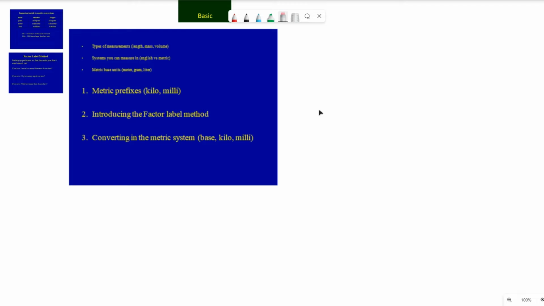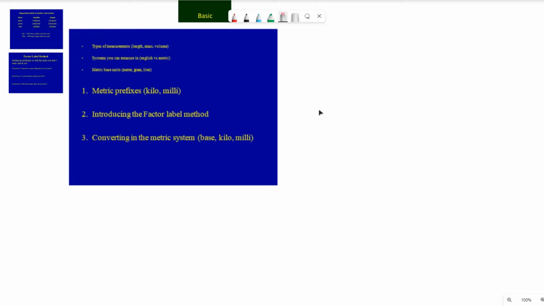Then I'm going to introduce to you a method called the factor label method, and that is for converting back and forth between different units. It could be in the metric system or in any system. I've used the factor label method in physics, chemistry, biology, or any type of science where you have to do basically a word problem and solve for a word problem. It's very powerful. It helps you make sure that your units are always correct in your final answer. And if set up correctly, you always know when you're supposed to multiply or divide. You never make any mistakes like that.